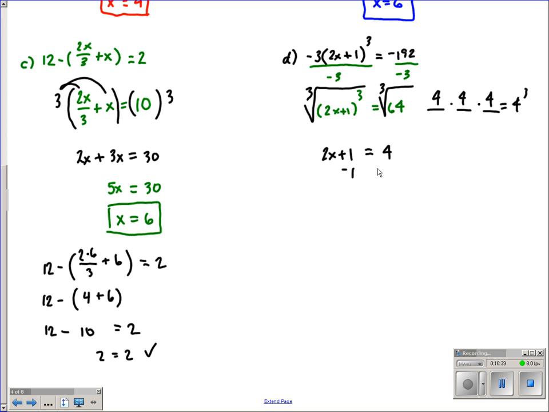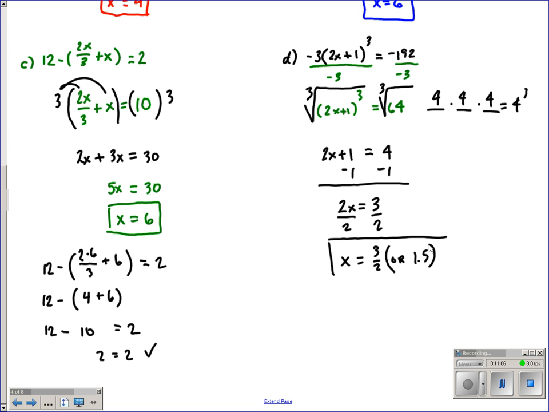So on to the next step. Subtract 1. We have 2x equals 3. We divide each side by 2. And x equals 3 halves, or 1.5. However you want to write it there. It means the same thing. Actually, I'm going to put this in parentheses so you don't look at it like it's 2 different solutions. It's the same thing.